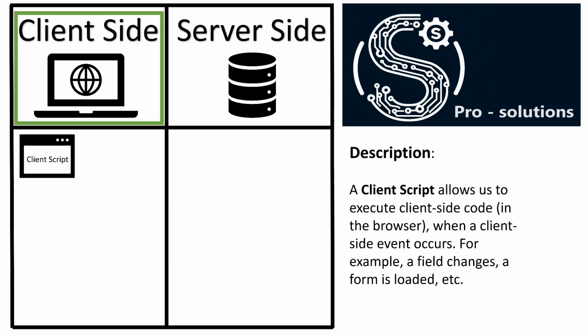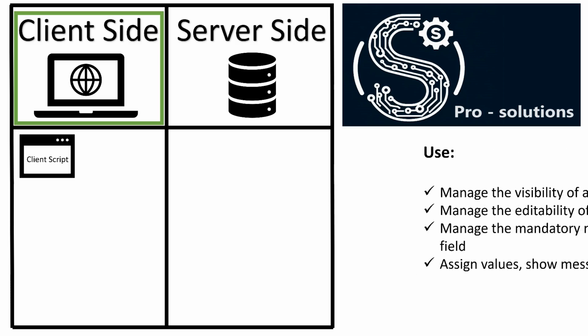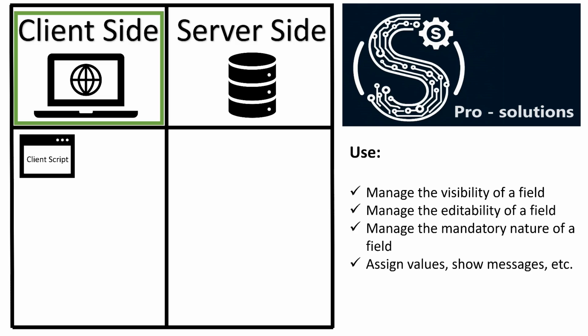A client script allows us to execute client-side code when a client-side event occurs. For example, a field changes, a form is loaded, etc. It will be very useful for us to do some things like manage the visibility of a field. We can hide or show a field based on what we need. Manage the editability of a field. We can make a field read-only or editable through code.